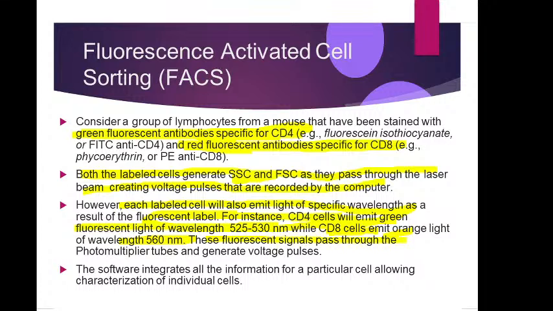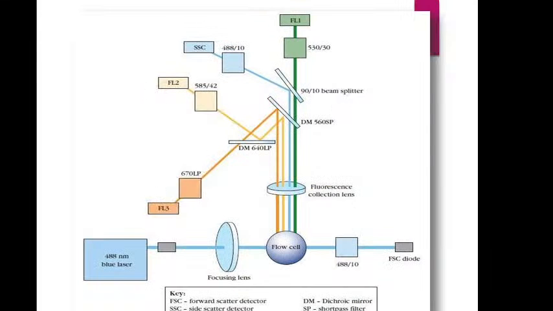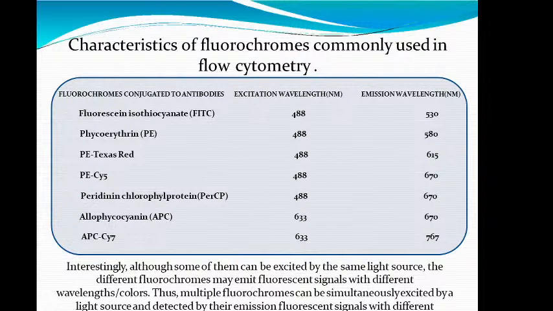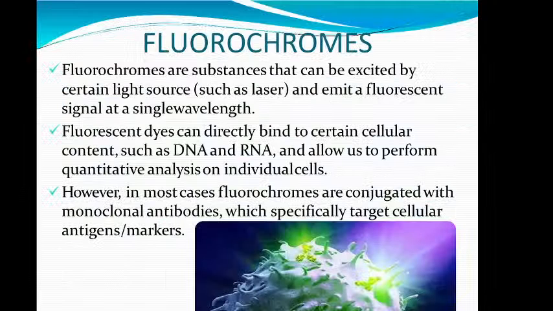These fluorescent signals pass through the photomultiplier tubes and generate voltage pulses. So instead of using only the cell, we are using the fluorescent cell. The software integrates all the information for a particular cell and aligns the characterization of the individual cells. Again, this is the same operation. We have forward scattering, we have side scattering. The detection will be there, and at a particular wavelength we will be able to get the detection. Let me show you the graph. We will get the fluorescent colors.